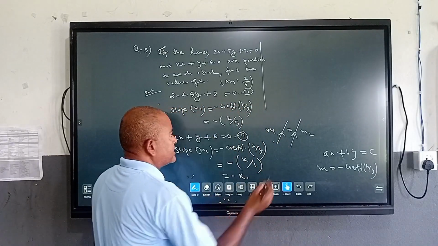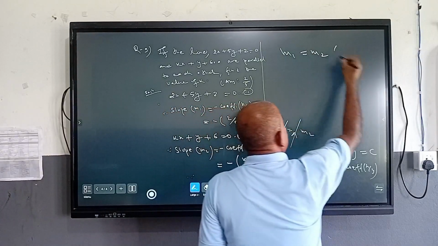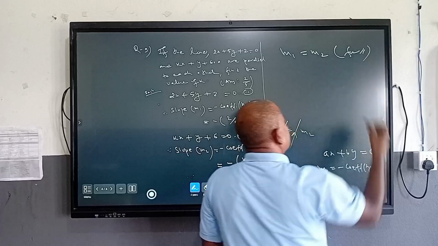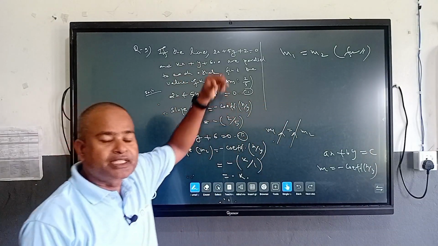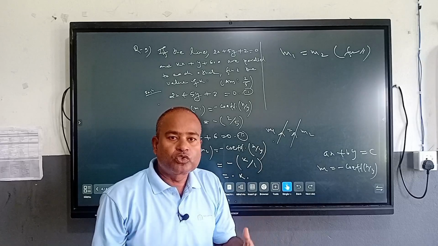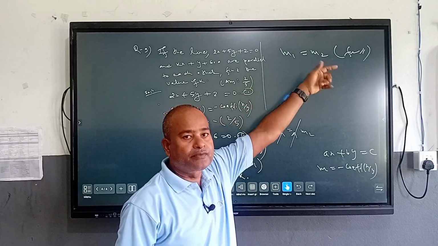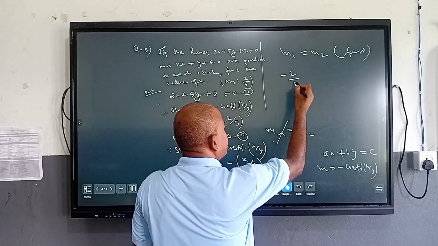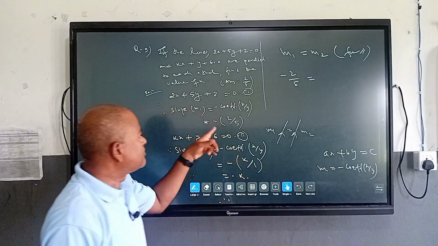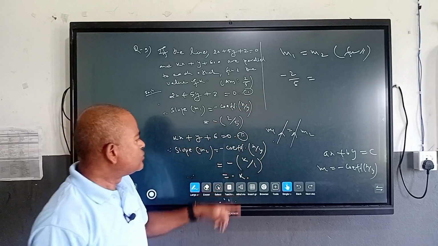Now according to the question, the given two straight lines are parallel. So the slope must be equal. The value of m1 should be equal to the value of m2. m1 is minus 2 by 5. We have found m1, the slope of first straight line, is minus 2 by 5 and m2 is minus k.